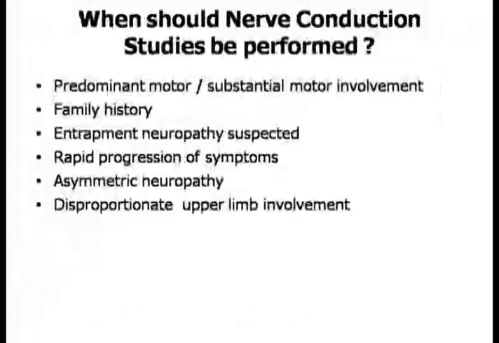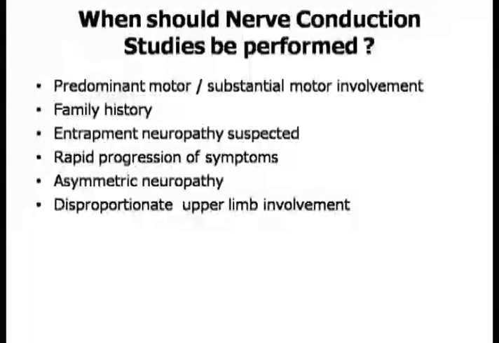a neurologist. So who should have nerve conduction velocities for patients with diabetic neuropathy? Nerve conduction velocity is not an absolute requirement for diagnosis or treatment of diabetic neuropathy, as you would all know. But if you have predominant motor or substantial motor involvement out of proportion to sensory involvement, go for a nerve conduction. If you have a family history, you may be dealing with something like Charcot-Marie-Tooth disease or something like that. Entrapment neuropathy is suspected.